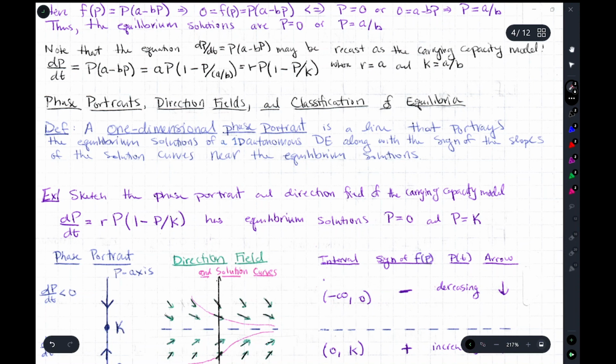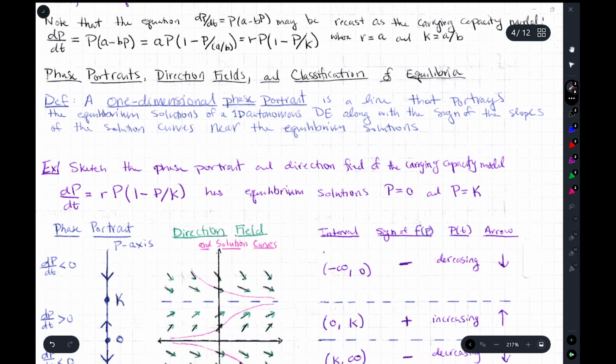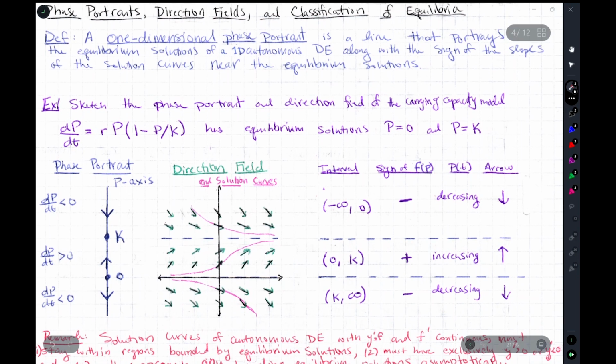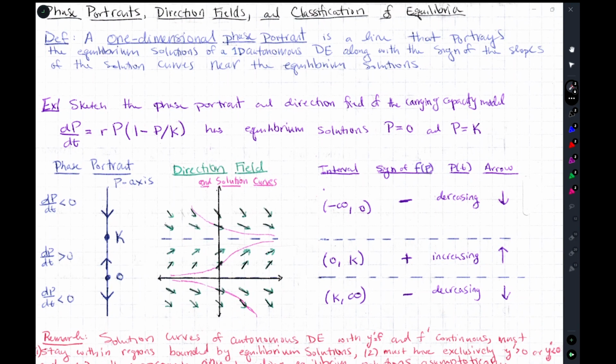So let's talk about phase portraits, direction fields, and classification of equilibrium. A one-dimensional phase portrait is a line that portrays the equilibrium solutions of a 1D autonomous differential equation along with the sign of the slopes of the solution curves near the equilibrium solutions. Again, a picture is worth 1,000 words here, so let's start looking at some pictures.